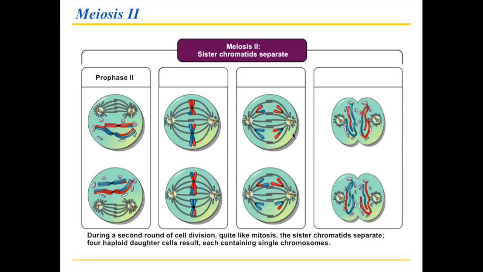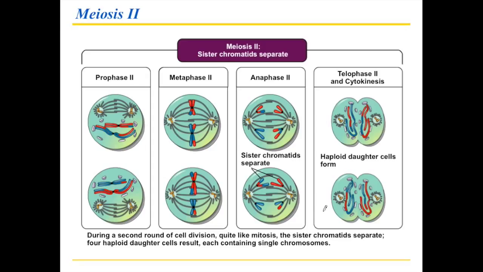And in this mitotic division, you have the same phases as before. You have prophase 2, metaphase 2, anaphase 2, and telophase 2 with cell division, cytokinesis completed. And here, these chromosomes act exactly the way they would in mitosis. They line up in the middle, the sister chromatids are separated, and then during telophase, the new cells form. So that's the second round of divisions in meiosis.